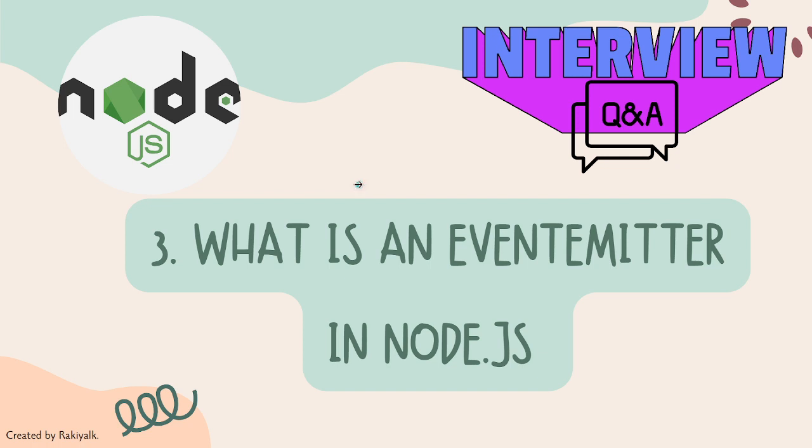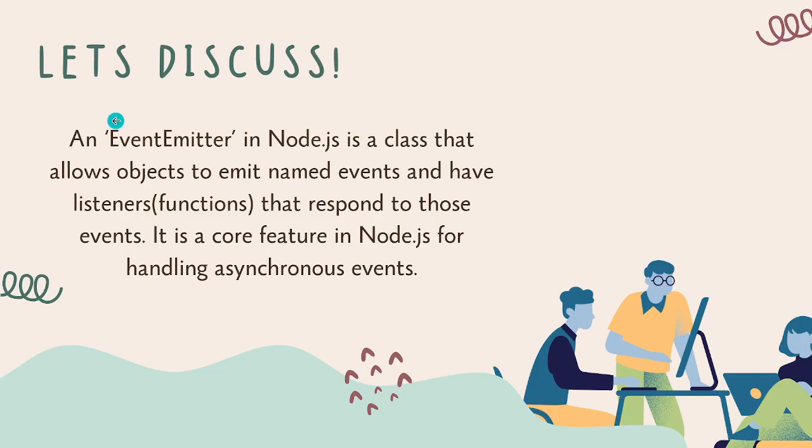Now we are going to talk about our third discussion. What is an event emitter in Node.js, right? An event emitter in Node.js is a class that allows objects to emit named events and have listeners that respond to those events. That is a core feature in Node.js for handling asynchronous events.